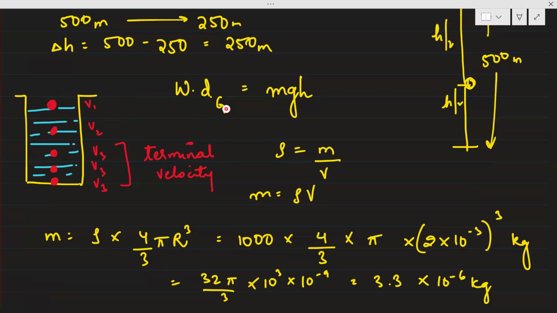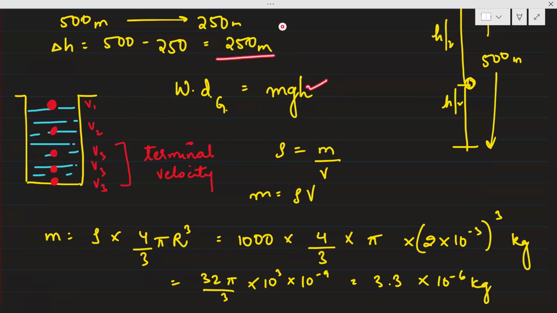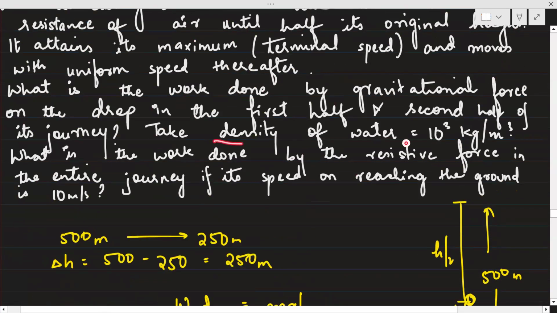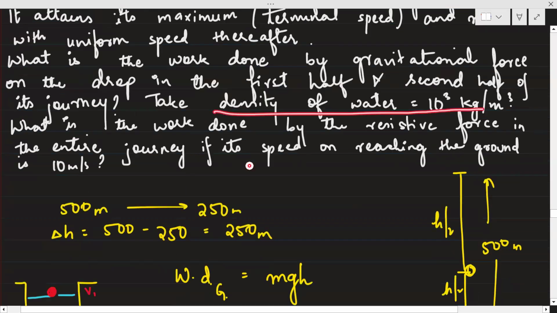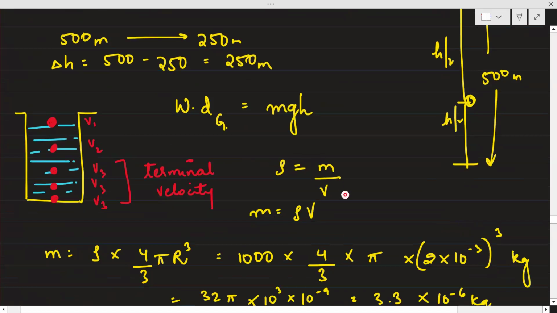So work done by the gravitational force is mgh. We know this. The problem lies with the mass. Mass is not given. Okay, h we know will be 250 meters. g we know will be 9.8 meters per second square, but mass is missing. But look, the question said density is given. If we know density, we know the volume, and we'll calculate the mass.